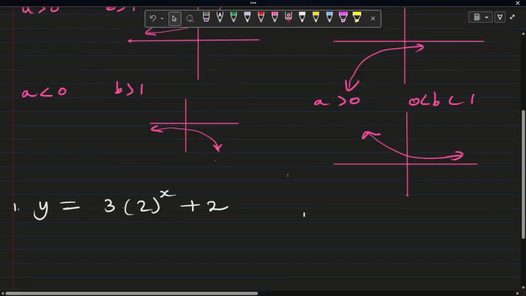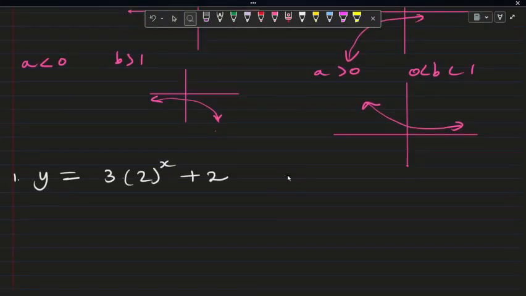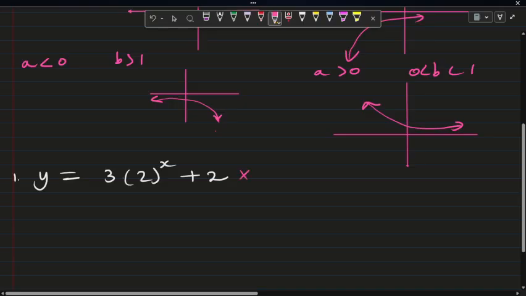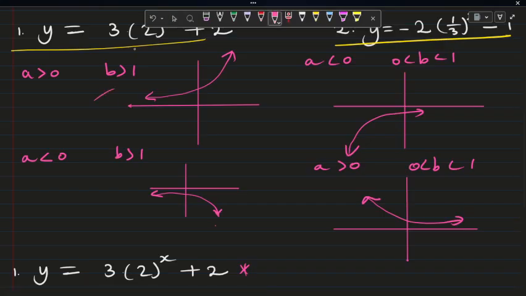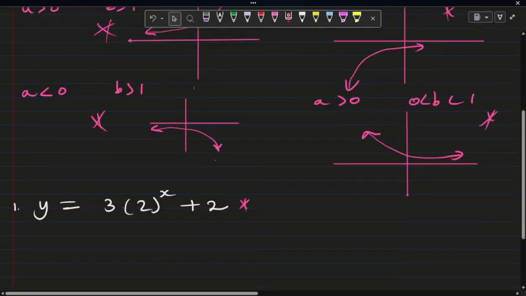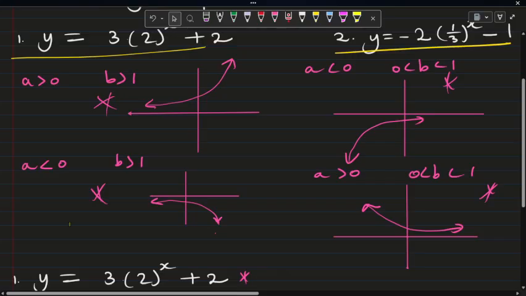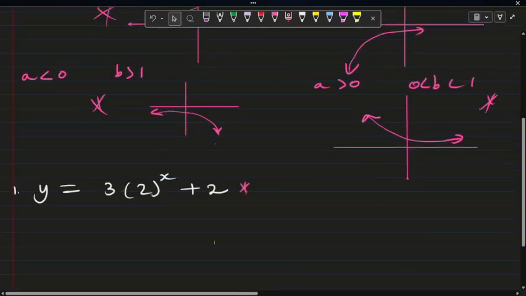To sketch these functions, we need to understand these shapes. Basically, we will analyze the values of a and b in the graph that we are required to sketch, and then we will see if it belongs to category 1, which is this one, or this one, or that one, and then we can assign it a proper shape.